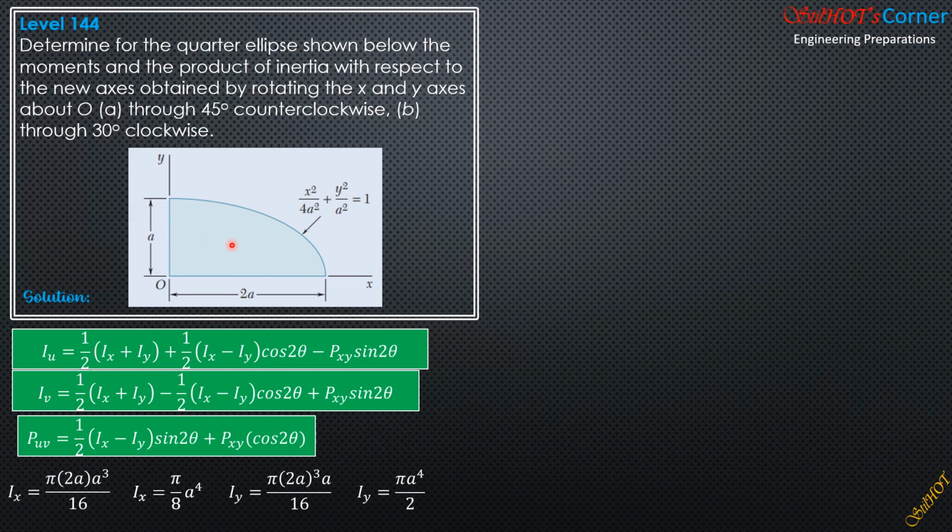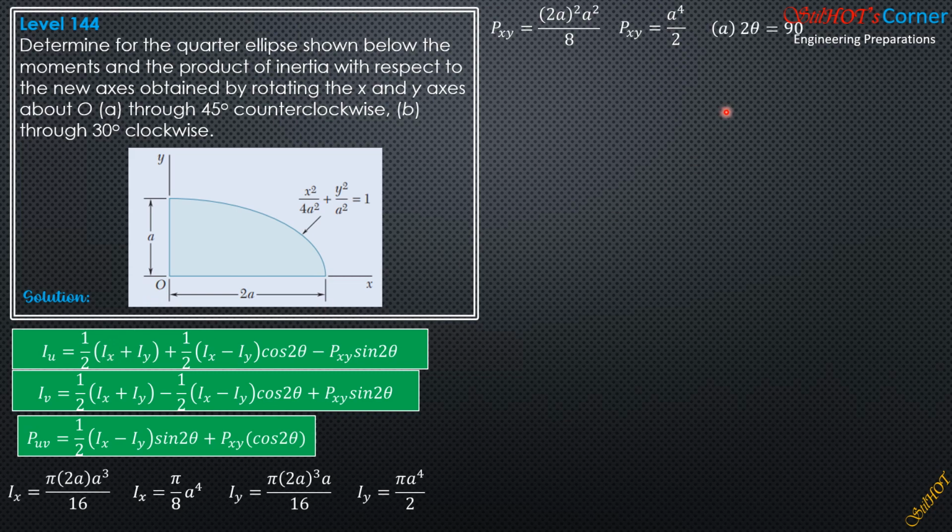Then the product of inertia is A squared B squared over 8, where A is 2A, B is A. So the product of inertia is A squared, 2A squared, B squared, which is A to the 4th over 2. Then we substitute that into these formulas here.